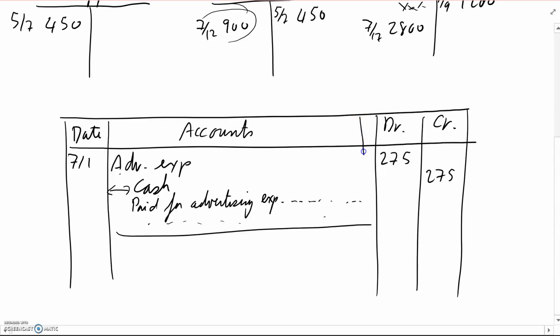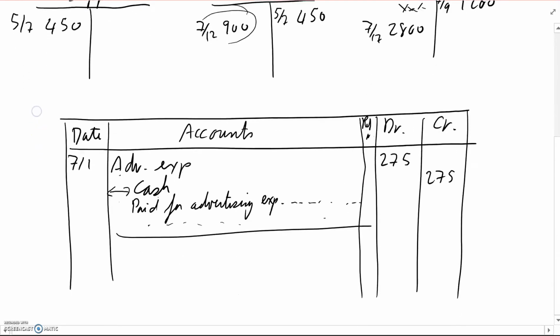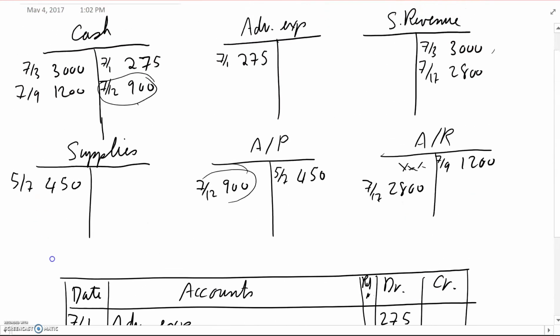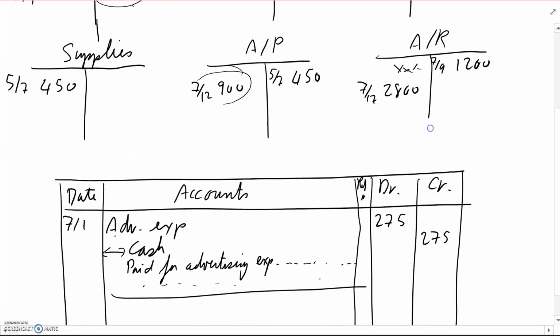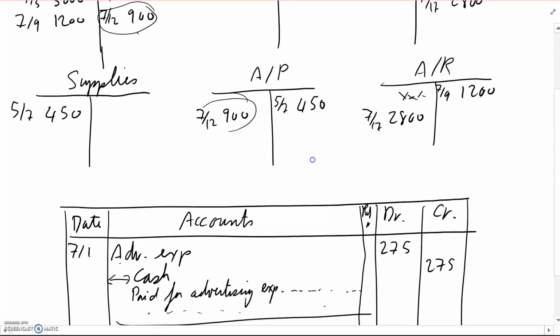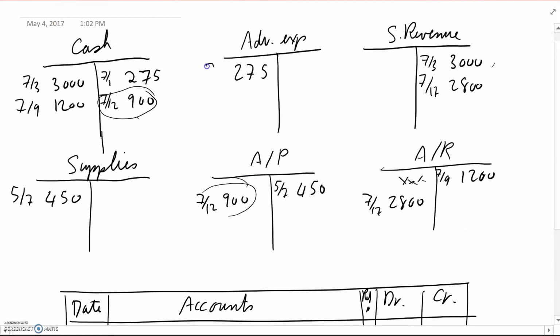And usually there is here a small column which is called the reference number. So we're going to start by recording in this journal, and then we're going to say, okay, advertising expense has debit 275. So we'll go back to the ledger as if this didn't happen at all. So we didn't write anything in those ledgers. So it would be empty here. So we're going to say, okay, 275, we got it from here to the ledger, and this is what we call posting. So it will be here 7.